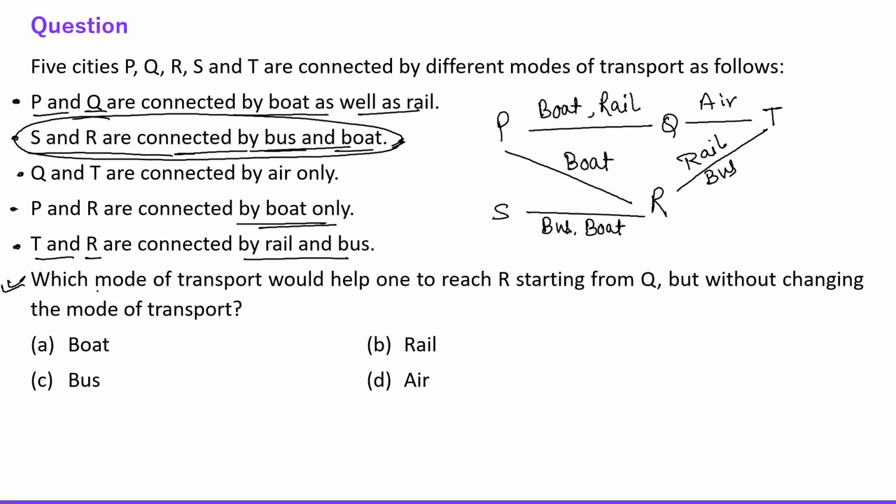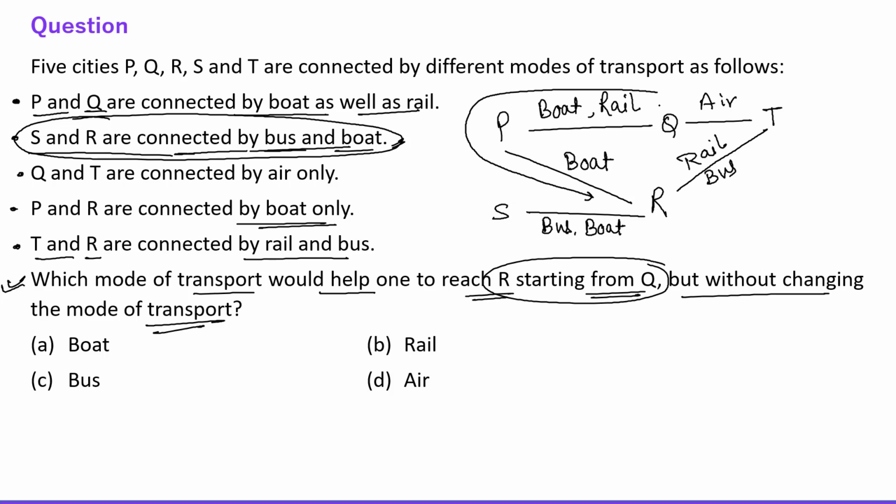Question is, which mode of transport would help one to reach R starting from Q but without changing the mode of transport? We have to go to R from Q and we should not change the mode of transport. Then obviously Q to P is connected by boat and rail and P to R is connected by boat. So obviously we can use boat to reach R from Q, right? So the answer is boat. Correct answer is boat, right? So option A will be the right answer.